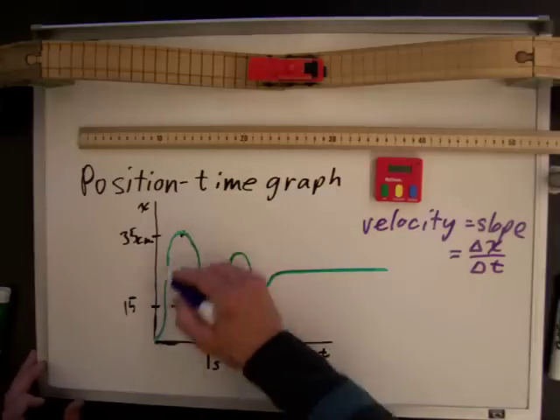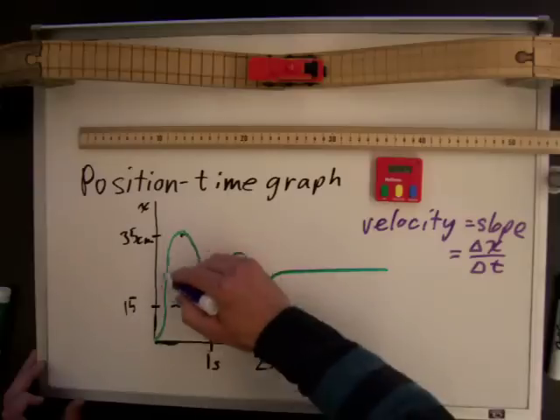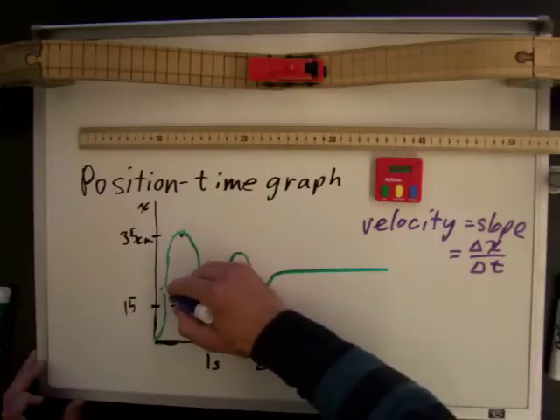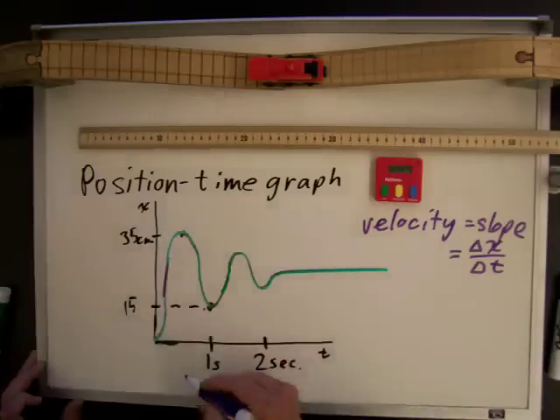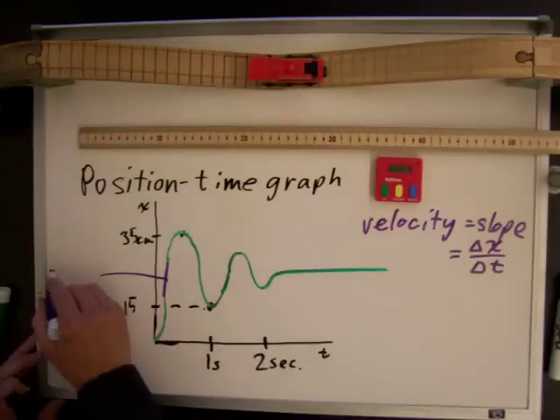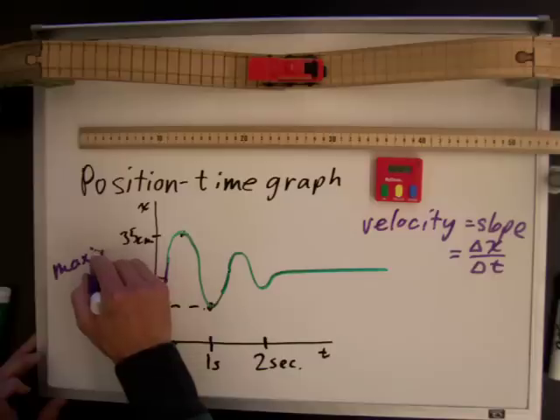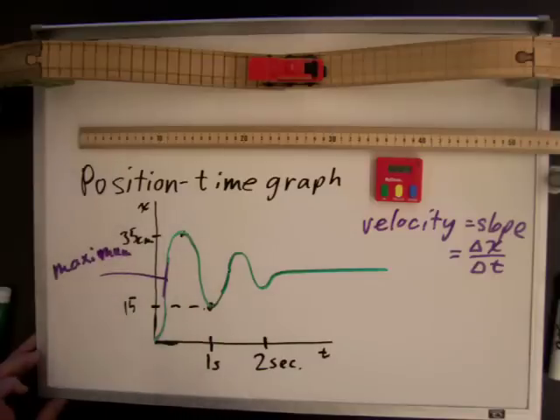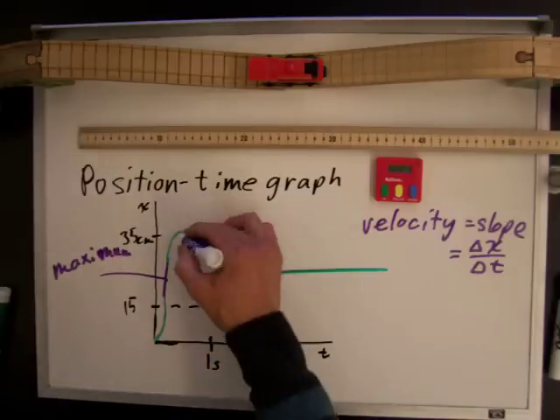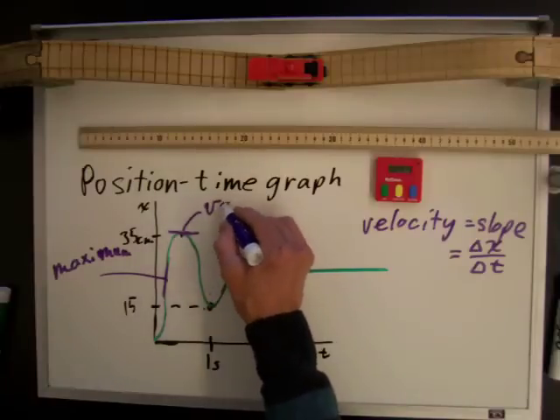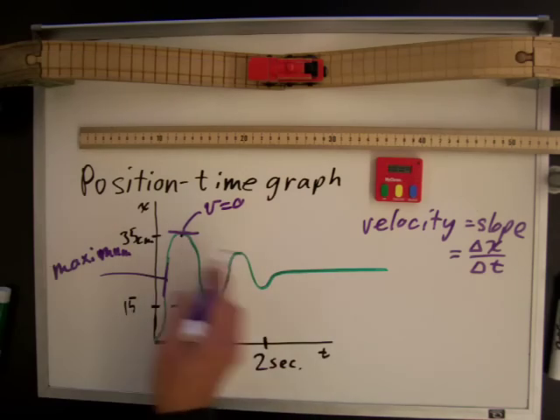So for example, there's a very high velocity here. Here the slope is very steep. So this is the maximum in this whole thing. Maximum velocity. Here, what's the velocity? Well, here it's 0 because the slope is 0.